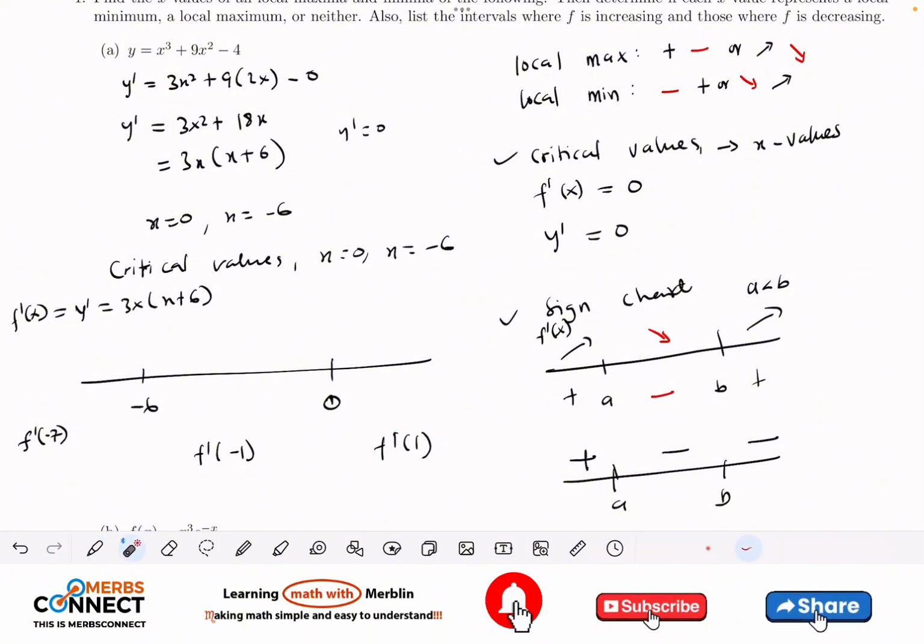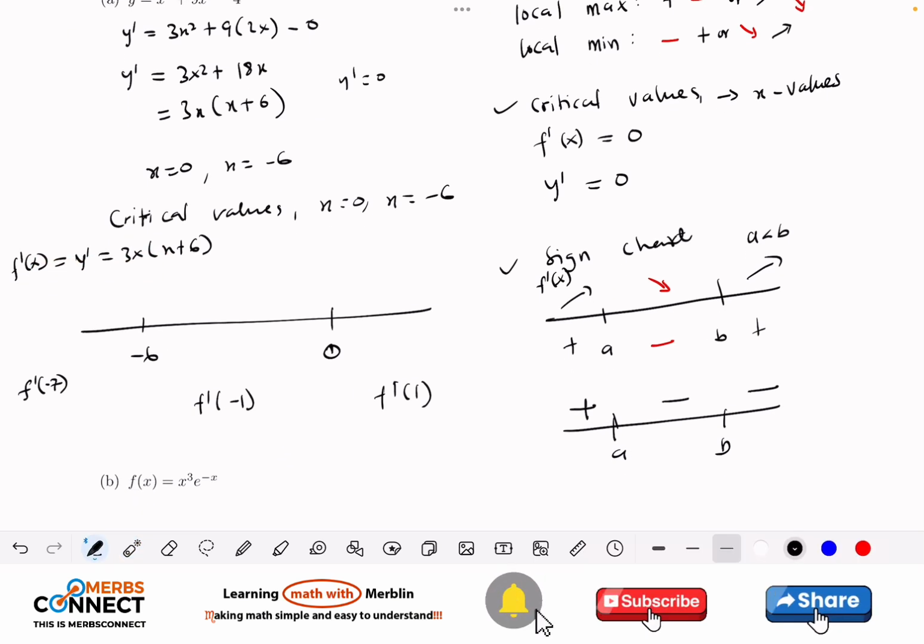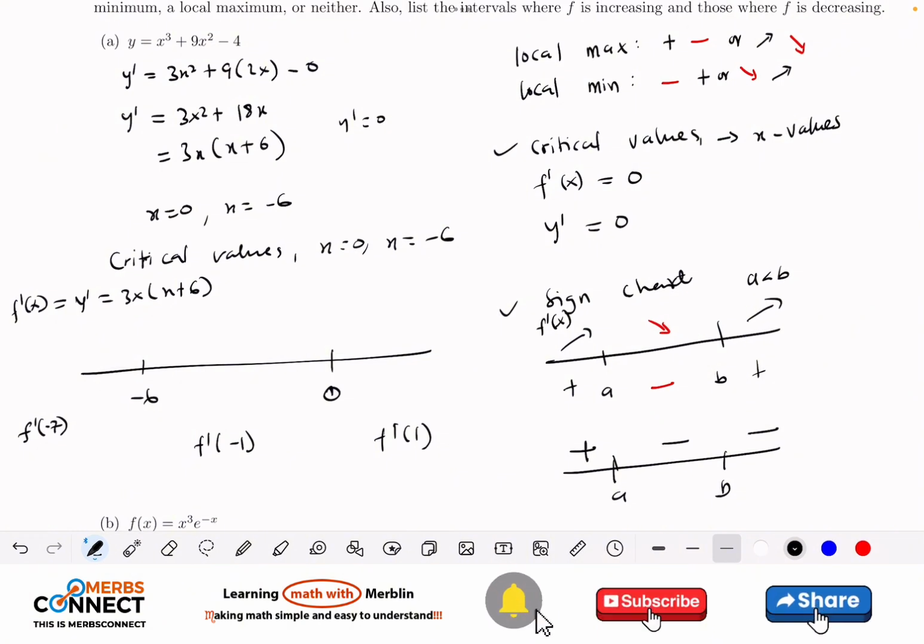Now let's plug minus 7 inside this. What are we going to get? When I plug minus 7 here, I'm going to have 3 times minus 7, which gives us minus 21. Then minus 7 plus 6 gives us minus 1, so the product is equal to 21. You see that this value here is positive and greater than 0. So this is greater than 0, meaning that this function here is positive and it's going to increase, right?